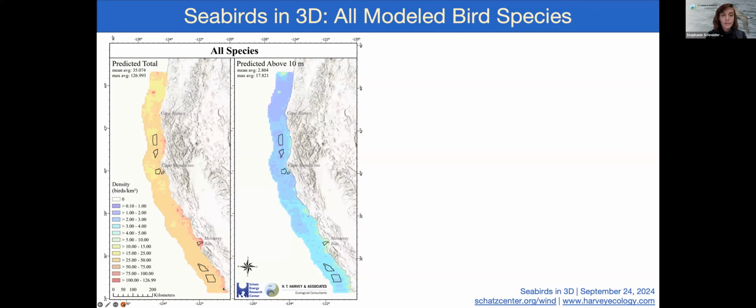I'm not going to get into the absolute numbers just because that's a lot of detail, but you can see reds and oranges and then blues and purples. And about 8% of the seabirds are flying above 10 meters. That's what's predicted. So the highest densities are near the coast. You can see the reds around Monterey Bay, and that pattern's true above 10 meters as well. Next slide, please.